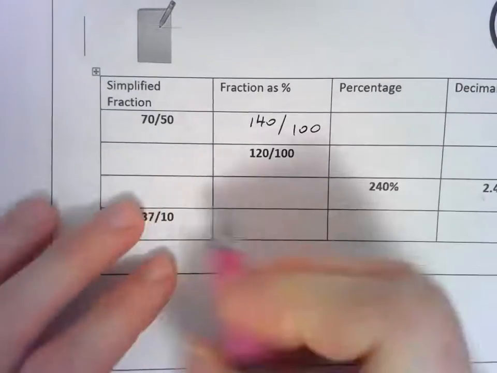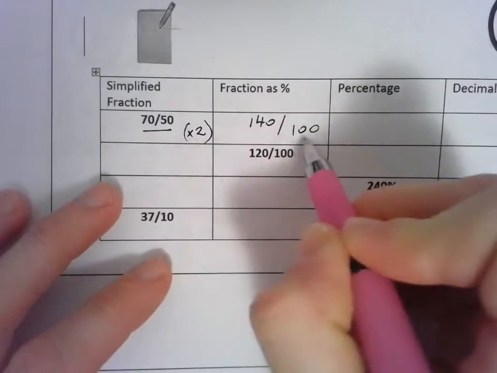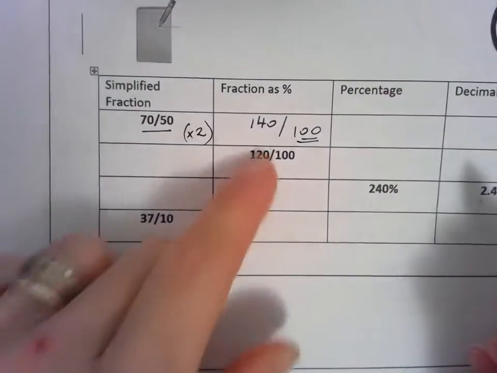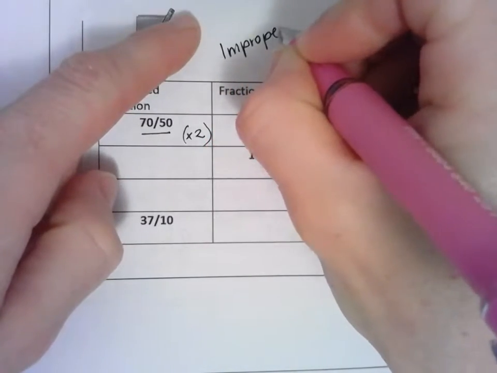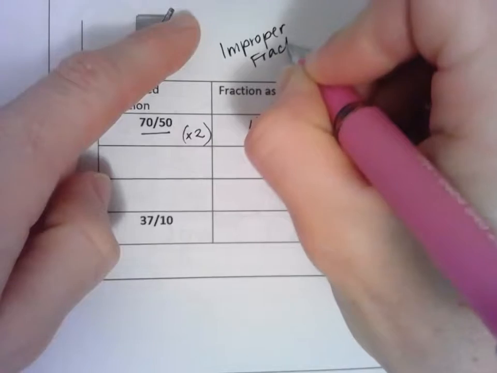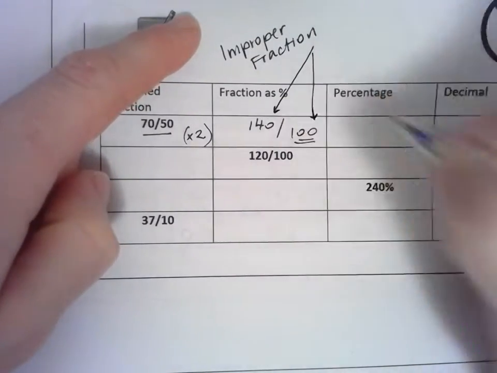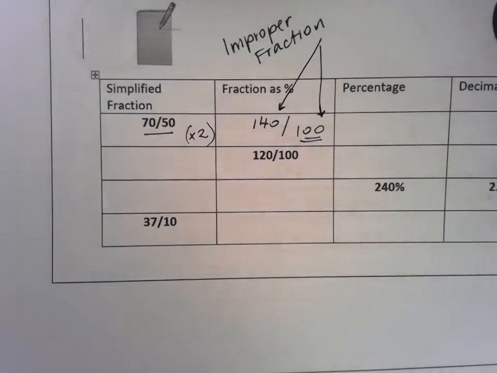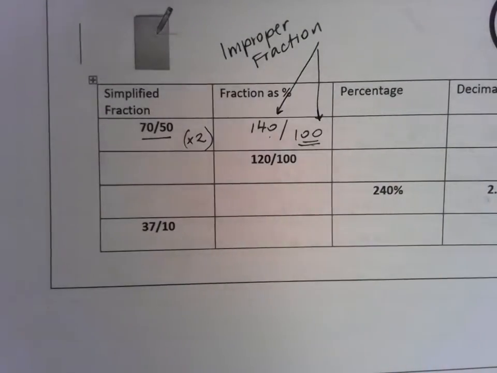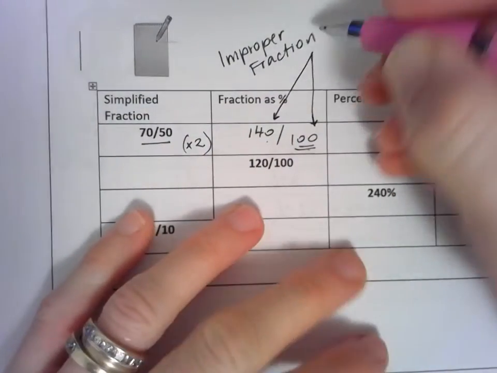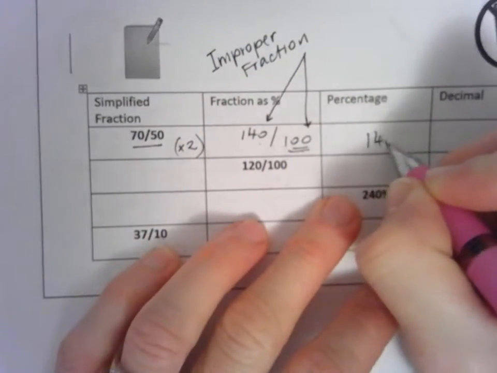Okay, so we talked about the fact that here is an improper fraction, and to times it by 2, just like we did before, to get it to something more helpful. It's an improper fraction, but just because it's improper, it doesn't mean it's incorrect. Improper just means that the numerator is bigger than the denominator, or it's top heavy. We talked about top heavy, and that it's not incorrect, it's just called improper. Okay, so then that would be 140%.